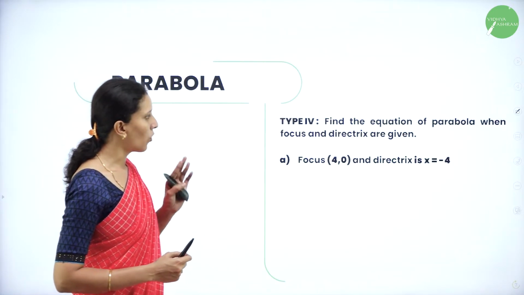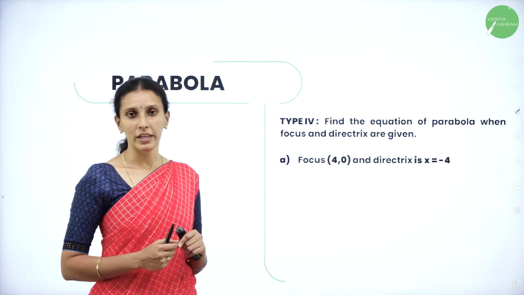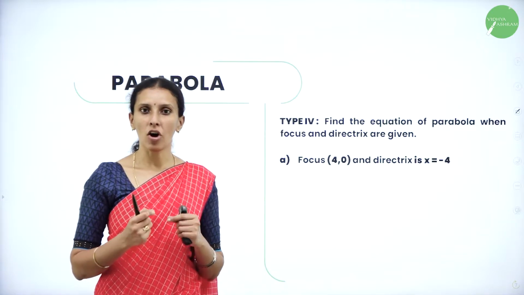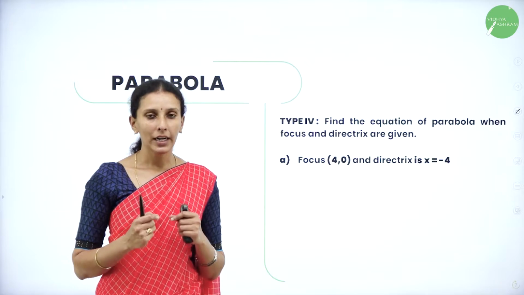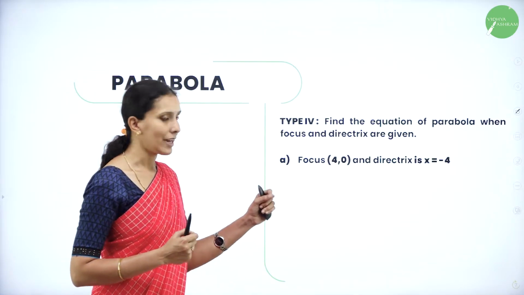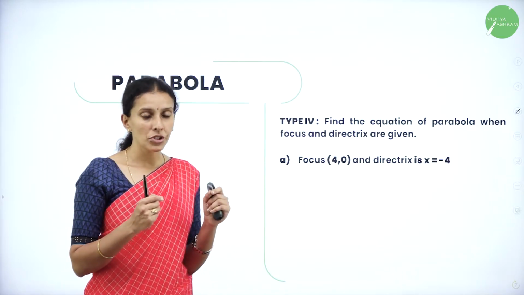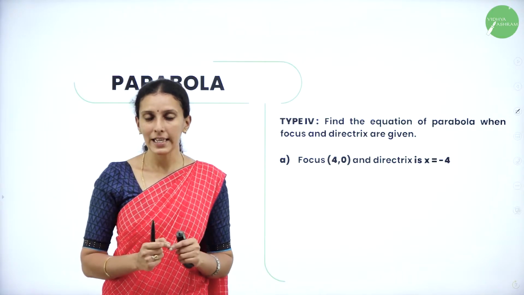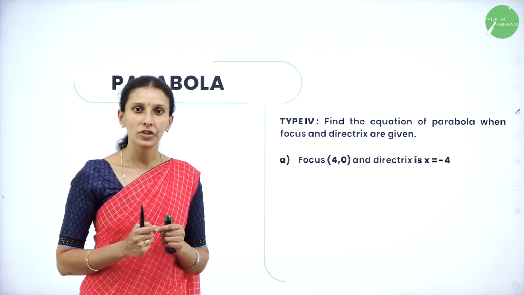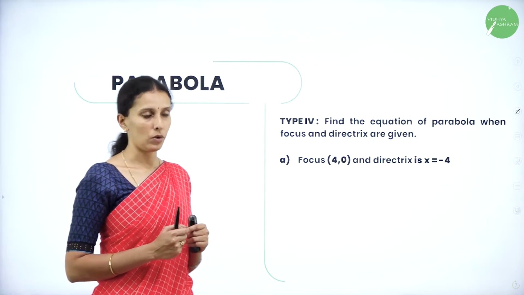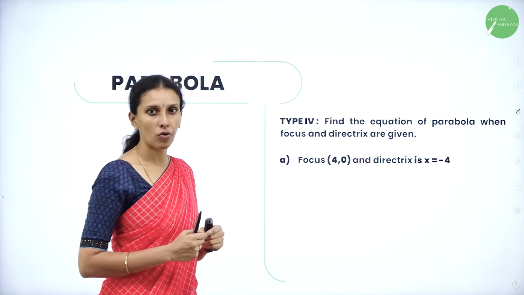Next, we have type 4 question. Find the equation of parabola when focus and directrix are given. Again, whenever the focus or a directrix is given, I can find the value of a, and by looking at the equation of the line or the focus value, whether they have given x or y and on which axis the point lies, we can recognize the type of the parabola and we can write the general equation of the parabola. So here in the first case they have given focus is equal to 4, 0.